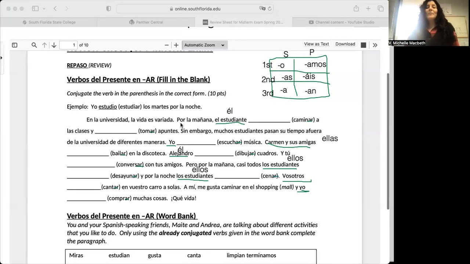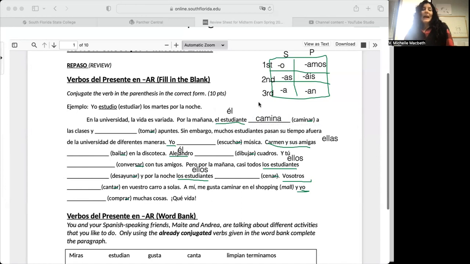So if I have por la mañana, el estudiante, so el estudiante I know is an él, right? So I mean, I could have put these in parentheses, but it's the same. So what am I going to do? I'm going to write the root here. Camin, right? And I know if it's él, that means it has to end in an A, right? Because it is third person singular.